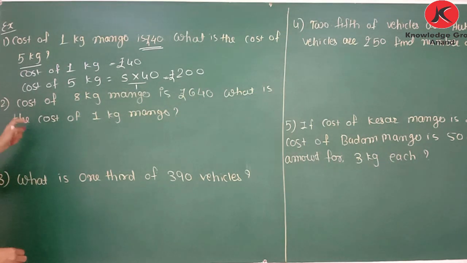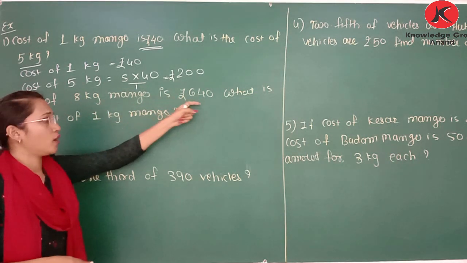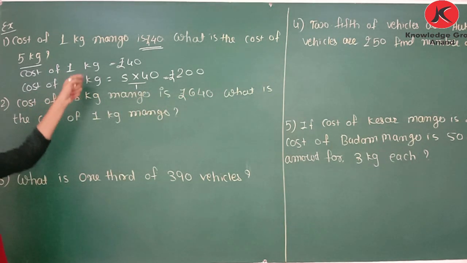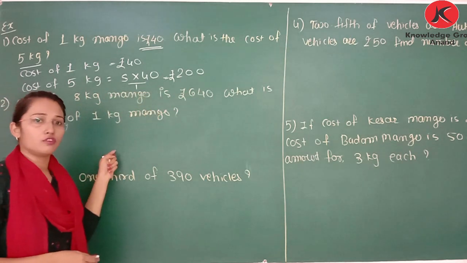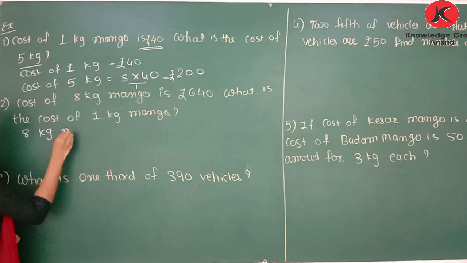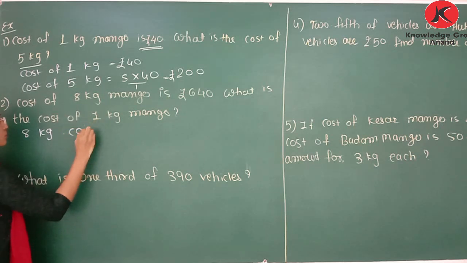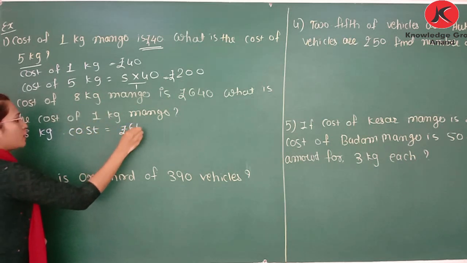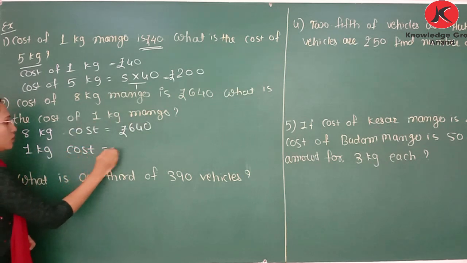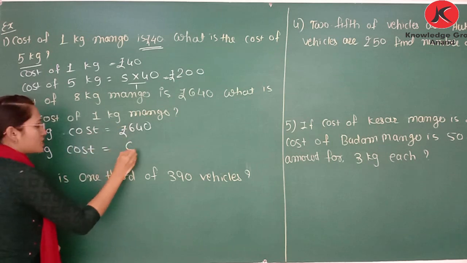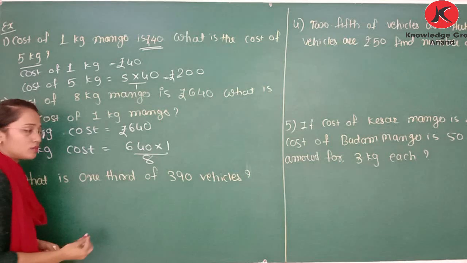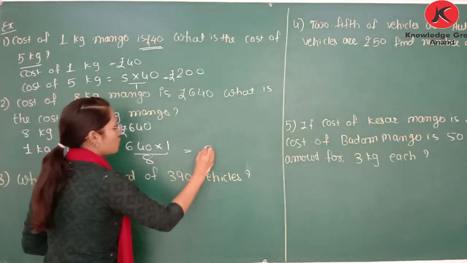Clear? Now next one. Cost of 8 kg mango is 640. What is the cost of 1 kg? Now here the 8 kg cost is given and you have to find the 1 kg cost. So you can write 8 kg mango cost rupees 640. So 1 kg mango cost will be found by cross multiplying. 1 is multiplied with 640 divided by 8. Clear? If you divide this you will get 80.